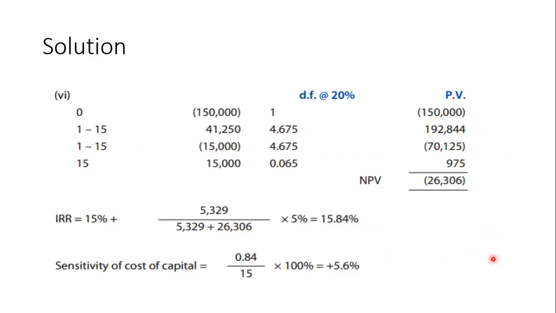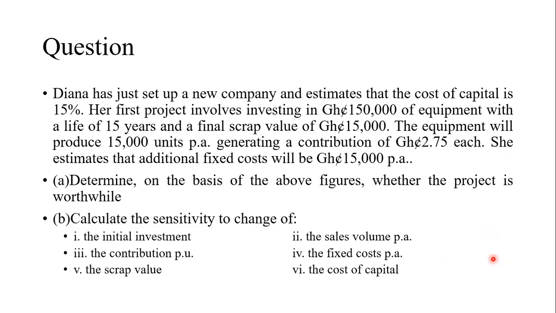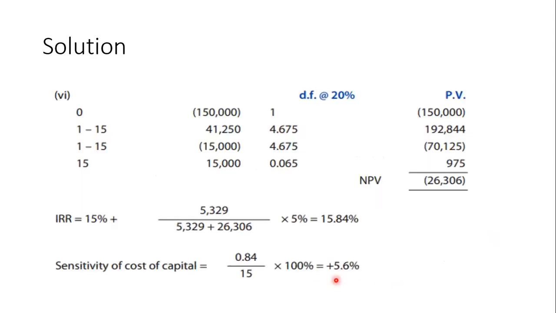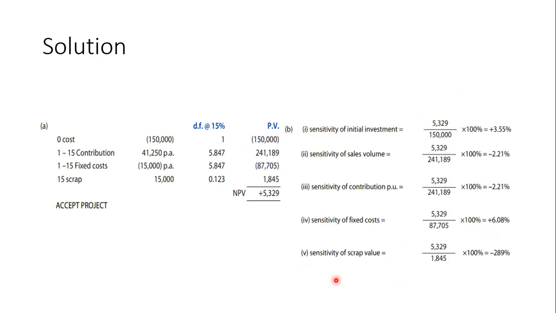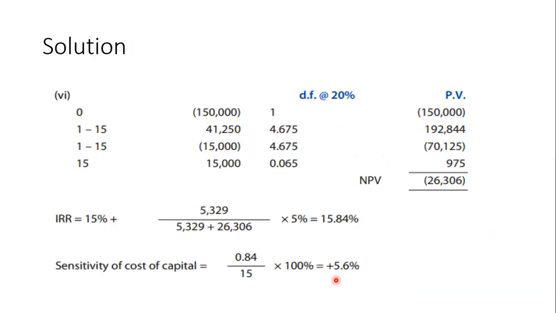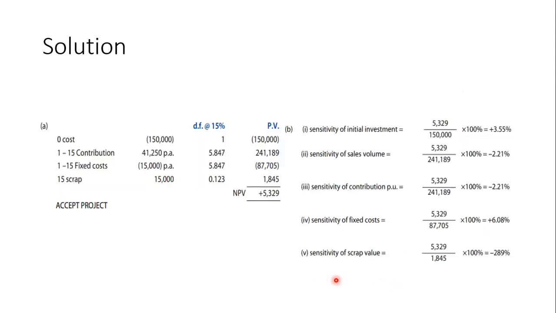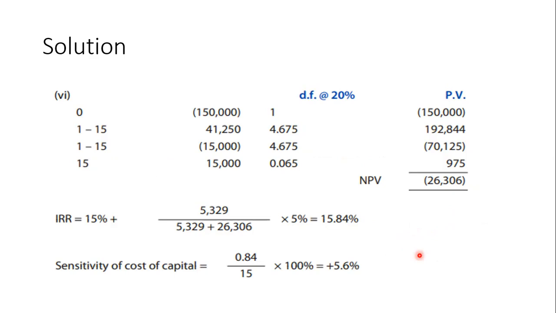Now there is a last one, sensitivity to change of the cost of capital. Here we use IRR. You remember the formula for IRR, or how we derive IRR, internal rate of return. So anytime they ask you to determine the sensitivity of the cost of capital, you use IRR. It is not the same formula as we did for the other ones. Use IRR. And for IRR, we need two main things.